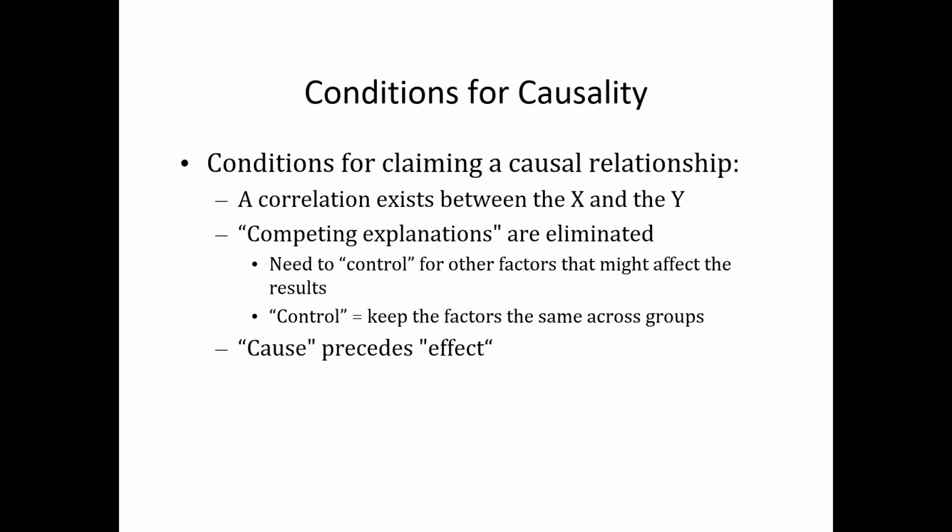Third, we have to establish that the sequence of events is correct. That is, the cause X must occur before the effect on Y is observed. In the next module, we'll review some basic experimental designs that will meet the standards we need to establish causality.